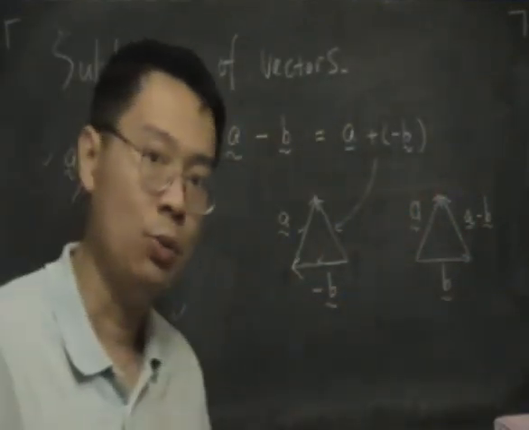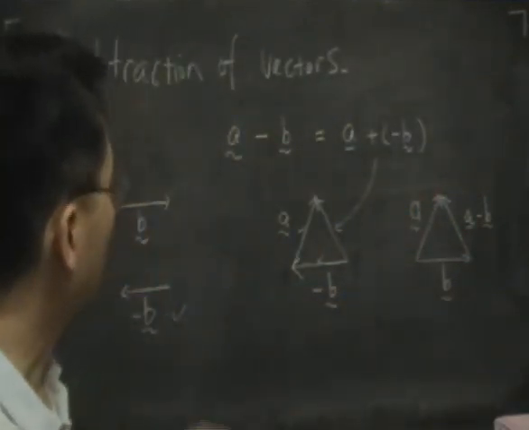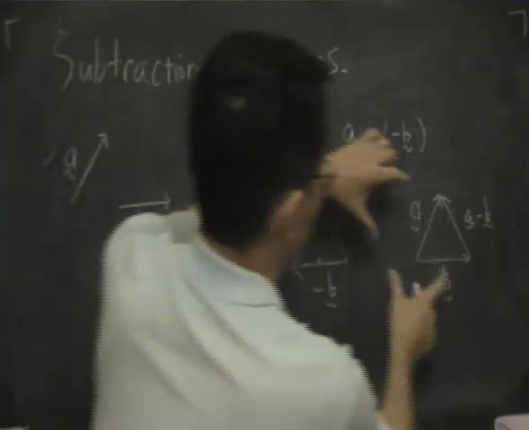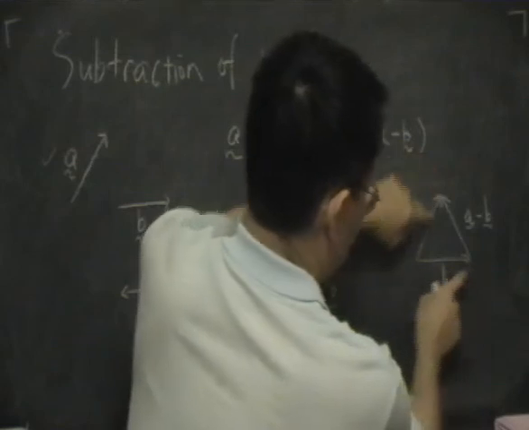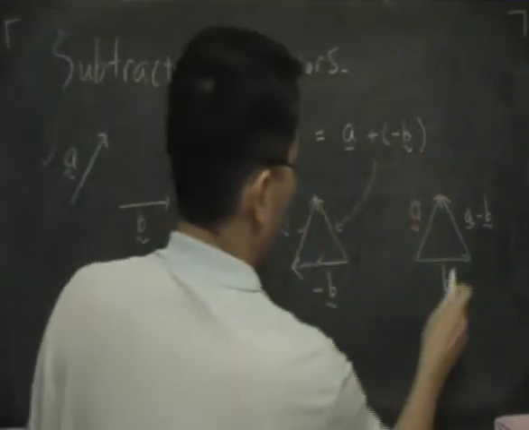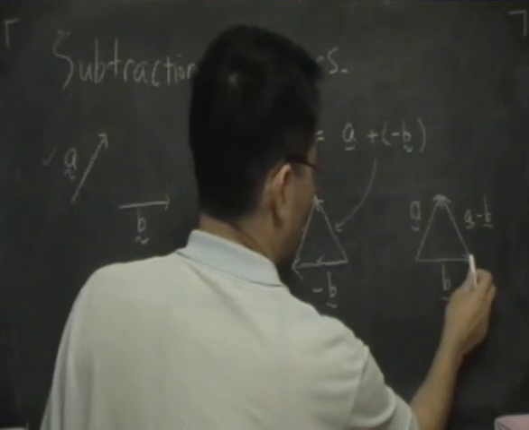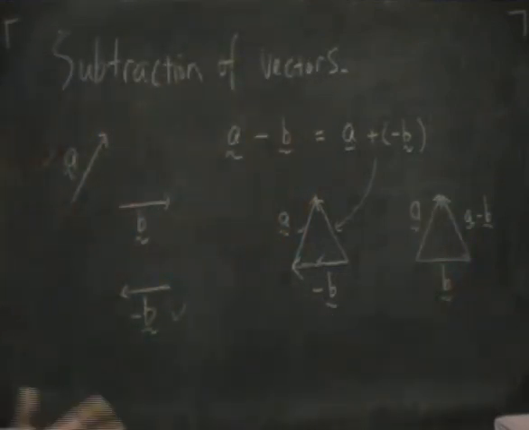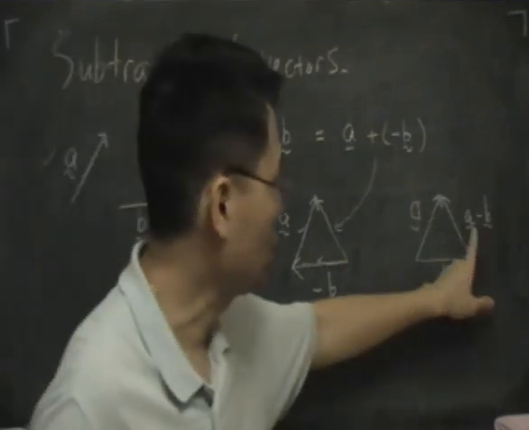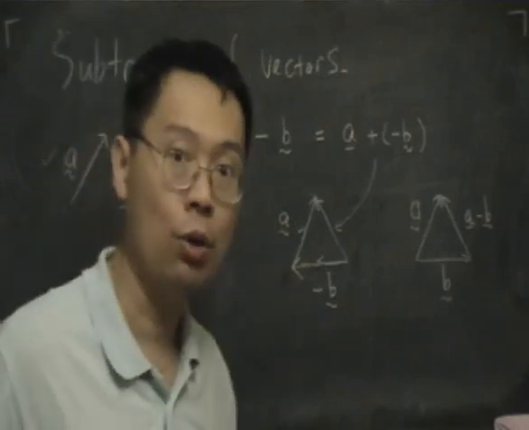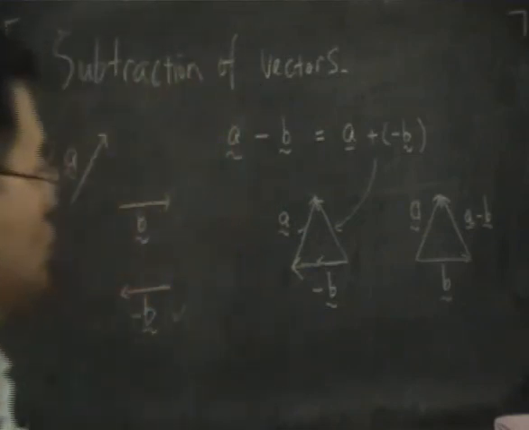So that's how we can get the answer quickly. If I need to do A minus B, I simply move A and B until they are end to end, the ends touch each other, and then I draw an arrow from the tip of B to the tip of A. So this triangle gives me the answer. It gives me the A minus B. So now I have a triangle law of subtraction for vectors.